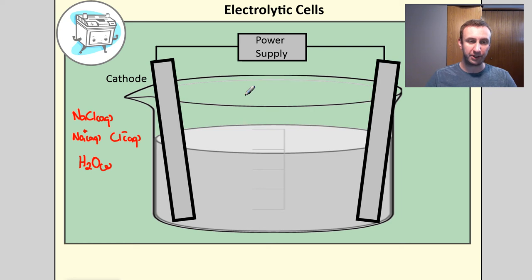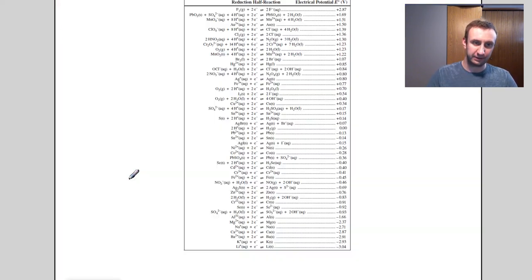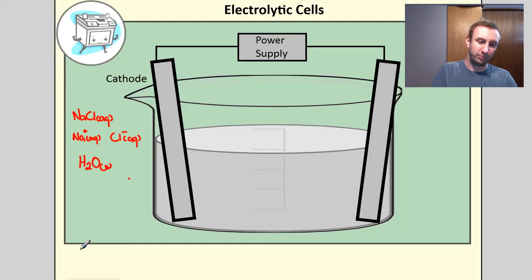So if I go to my redox table, here's what I have. On the OA side, the first thing that I come to is the water. I don't have anything else except for sodium ion, which is way down here. That's not going to get reduced. So this is my reduction half reaction. Let's go ahead and write that out.